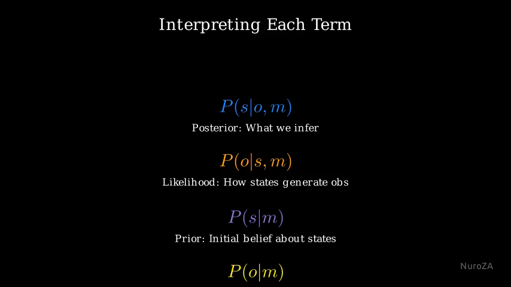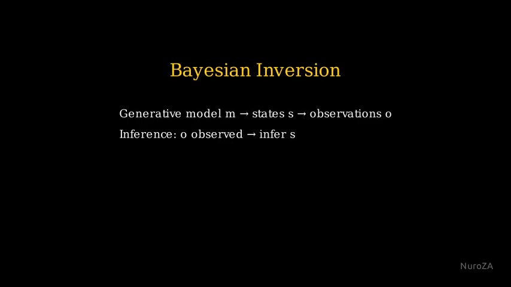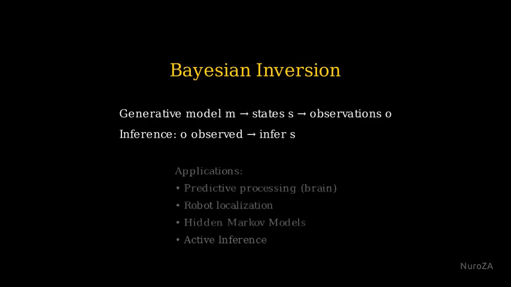The reason this formulation appears constantly in active inference, Bayesian filtering, and machine learning is that it perfectly captures the essence of inference under a generative model. We have a model M that generates states according to P of S given M, and those states generate observations according to P of O given S and M. When we observe O, we want to invert this generative process to infer the most likely states. This is called Bayesian inversion, and it's at the heart of how the brain might work according to predictive processing theories, how robots can localize themselves, how we do inference in hidden Markov models, and countless other applications.